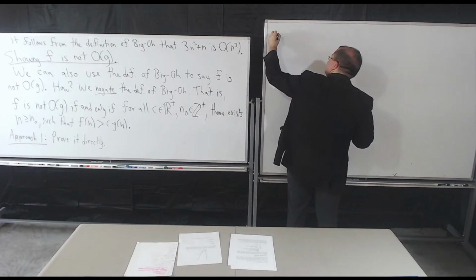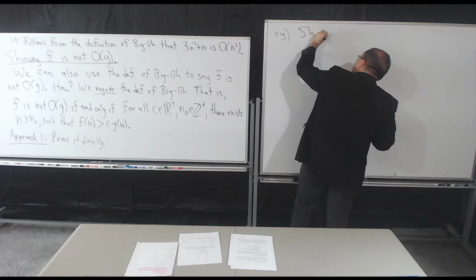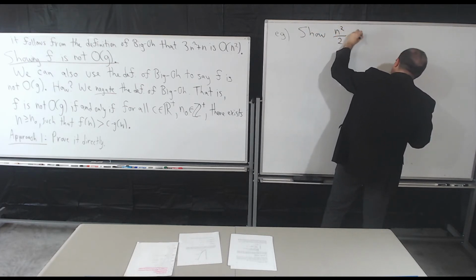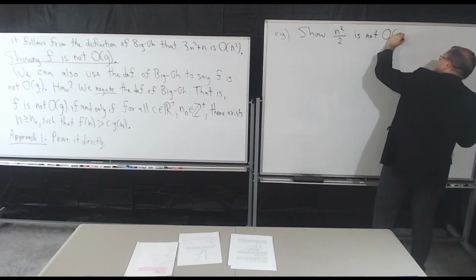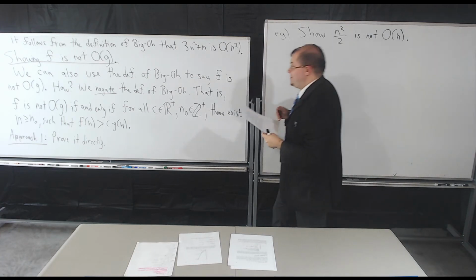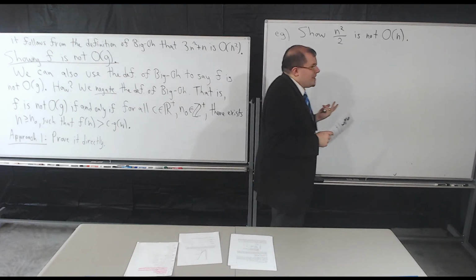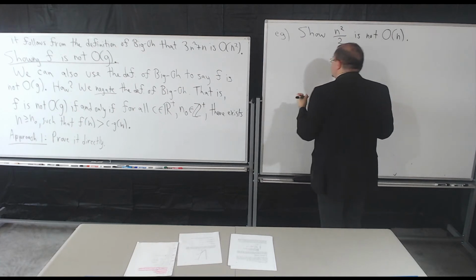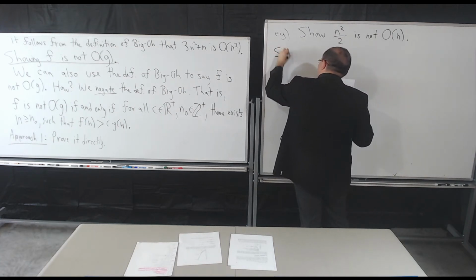So here's an example using this first approach. Show n squared over 2 is not big O of n. You can see right off the face of it that this is in fact a true statement. If I switched these two around, it would be true that n is big O of n squared over 2. But here, this is definitely a true statement.